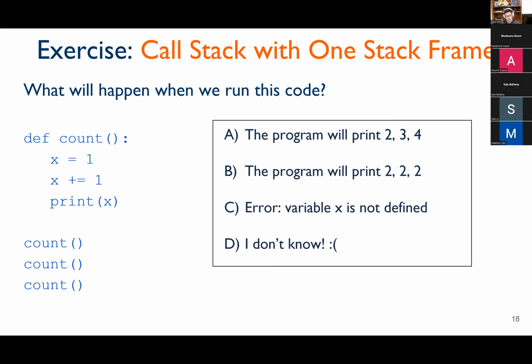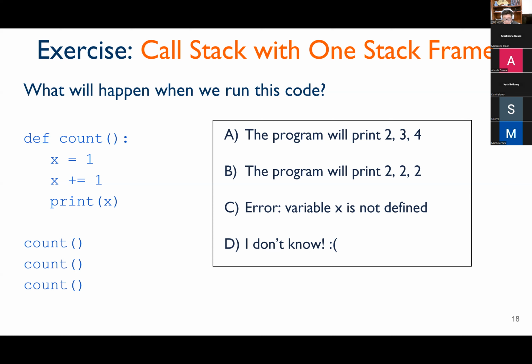We disagree with each other a ton on this one. Well, no, I think we have a winner in here. We will stop the vote in 5, 4, 3, 2, and 1. The slight majority is B. It's going to print out 222, and that's the answer.